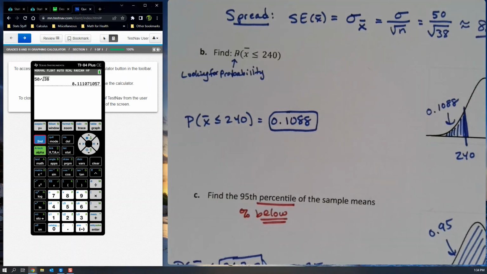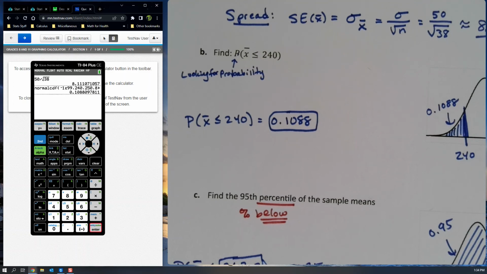So let me grab normalcdf, which is under the distribution menu, choose number 2. We do want to go from -1e99 up to 240. We want 250 as the mean, and we want 8.1107. And then we go down and paste it, and we press enter, and there it finds that value.